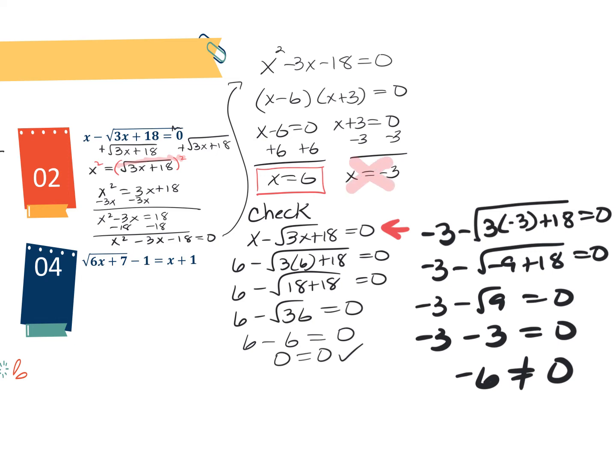Now, you may start seeing a pattern here that the negatives aren't working. You can't assume that. You have to check because negatives will work. And once we get to number 4, we're going to see that a negative number will work. So let's go ahead and try number 3.